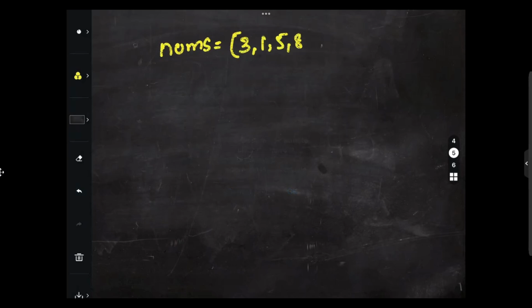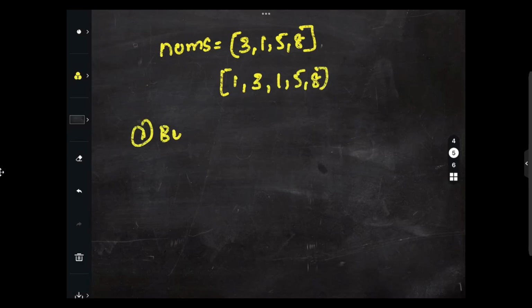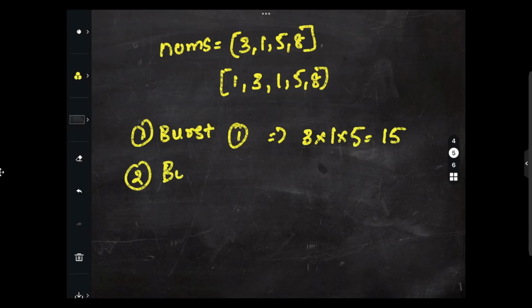Let's calculate this one again. Let me take nums equals 3 1 5 8. We are adding 1 at the start and 1 at the end, so this will be 1 3 1 5 8 1. First thing here, we will burst 1. When we burst 1, the coins gained here are 3 into 1 into 5. I did this one wrong actually. This will be 15. The second step is we are bursting 3 here.